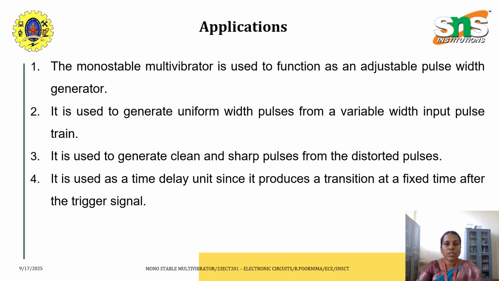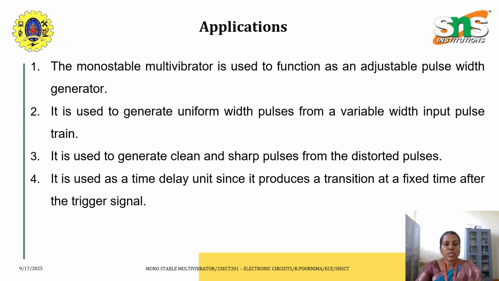Let's discuss the applications of the monostable multivibrator. It is used as an adjustable pulse width generator. It depends on the pulse width of the trigger pulse we apply to the base of the transistor. Based on this, it generates short duration pulses, and it is useful to generate uniform width pulses from a variable width input pulse stream. It is also used to generate clean and sharp pulses from distorted pulses. If the input is distorted, it generates short pulses with the minimum duration.